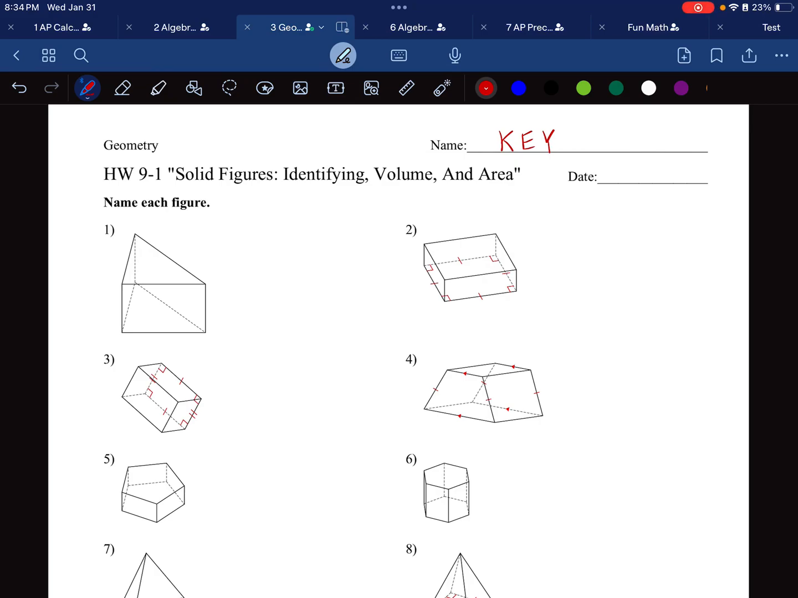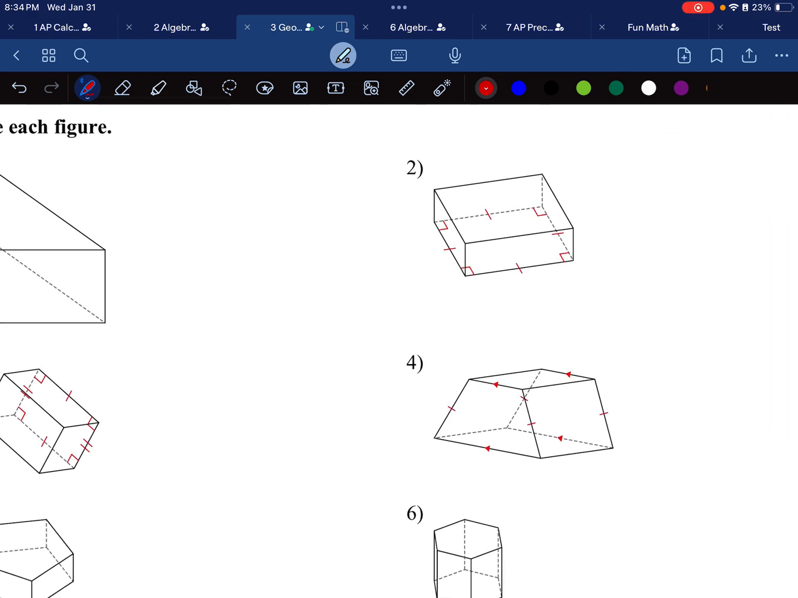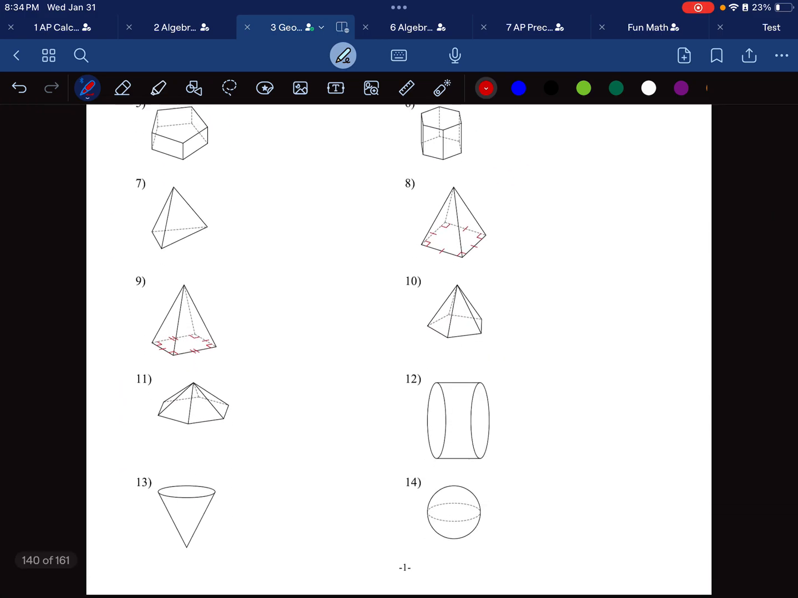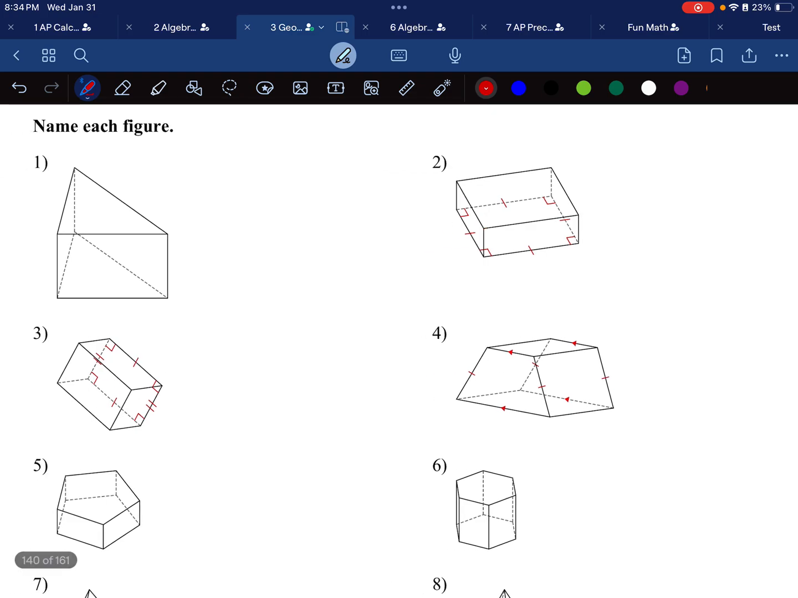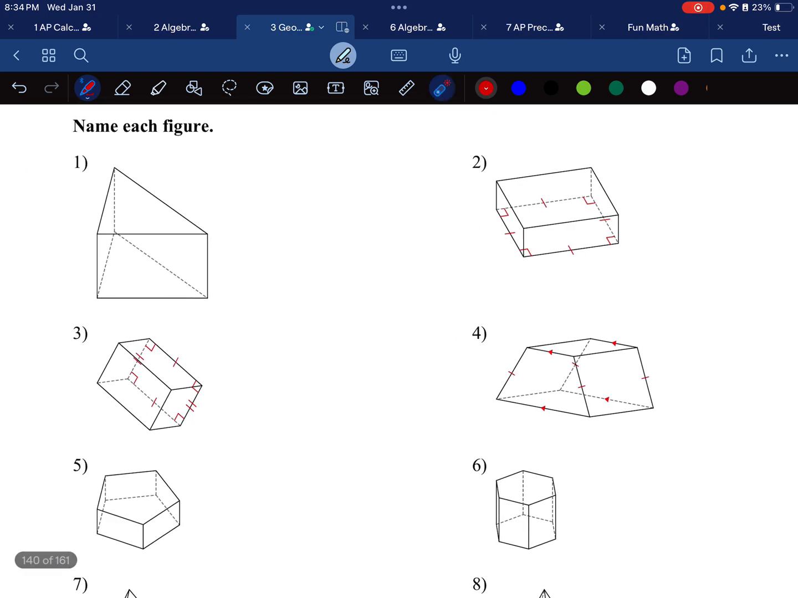This is Geometry Homework 9-1, Solid Figures, Identifying Volume and Area. All right, the first 14 questions, we're just trying to find the name of these. So this one is this prism shape.